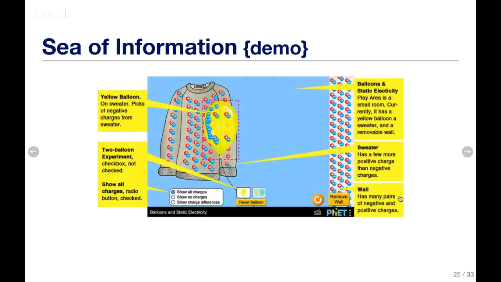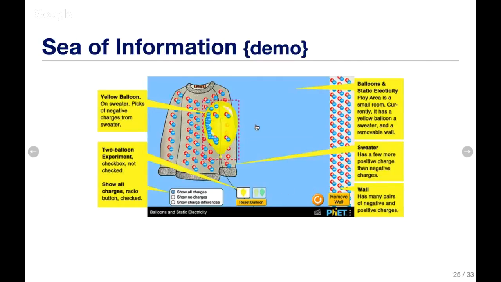They read on further. They're going to get a description of the sweater. If it's just starting, it'll have no more positive charges than negative charges, but in this screenshot, the interaction has already started. So the sweater has a few more positive charges than negative charges. The balloon is on the sweater, it's picking up negative charges. The wall has many pairs of negative and positive charges. It has net zero charge. So you get all this information about charges, and then you also get all the labels and state information on the UI controls, like the radio buttons and the checkbox.